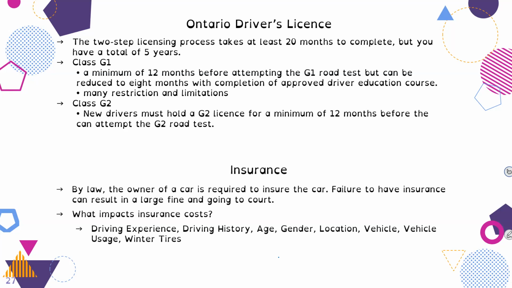Then we looked at insurance. By law in Ontario, you have to have insurance on your car. Failure to have insurance can result in a large fine and going to court. The point of having insurance is to protect yourself if an accident happens. Things that impact how much your insurance costs are driving experience, driving history, age, gender, location, the vehicle you're driving, how much you're using the vehicle, and if you have winter tires or not.